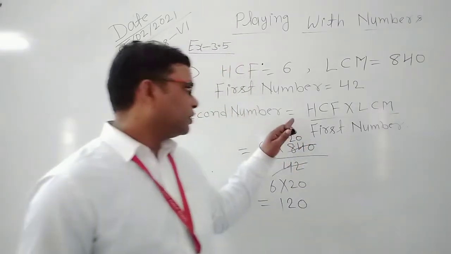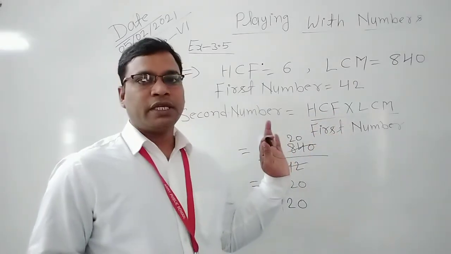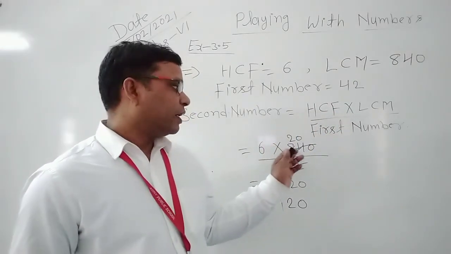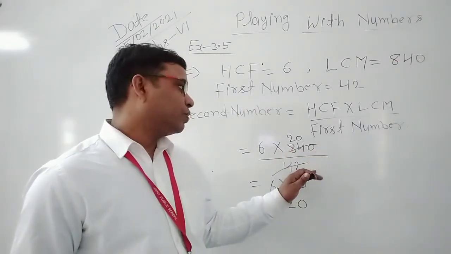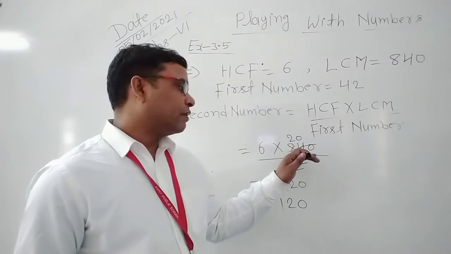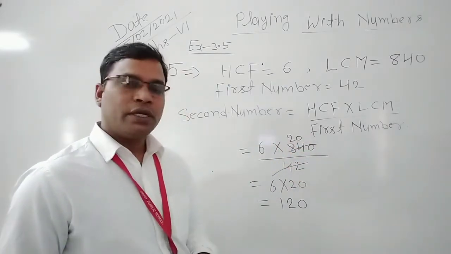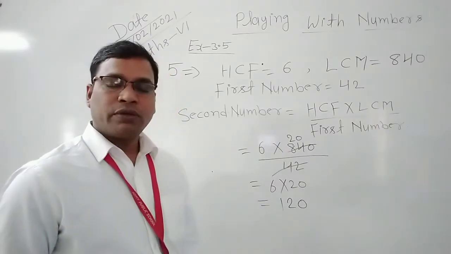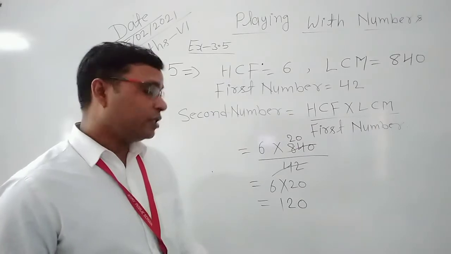So here you can see HCF into LCM by first number. This is clear. HCF is given as 6, LCM is given as 840, and the first number is given as 42. If you divide 840 by 42, you get 20. 20 into 6, you get 120. So here the second number is 120.